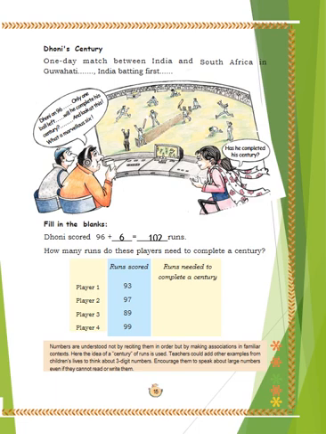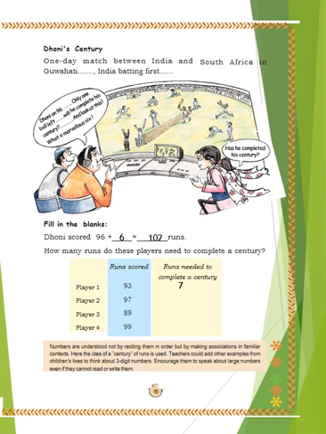In the exercise given below, solve the following and tell how many runs this player needs to complete a century. Firstly, player 1 scored 93 runs. So, I will tell you an easy method of finding the answer. Start counting from 93 and count till 100. You will find that a total of 7 runs are required to complete 100. So the answer is 7 runs are needed to complete a century.